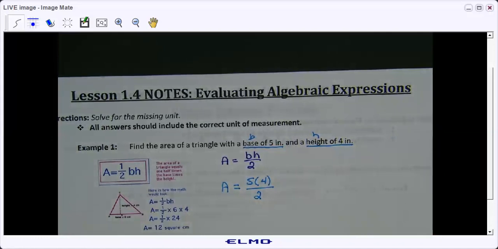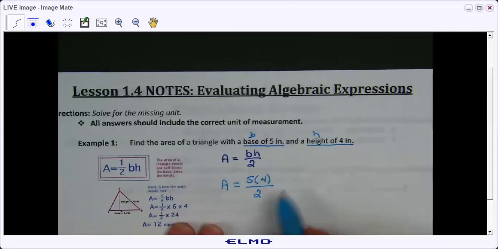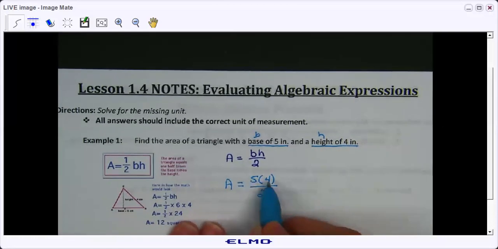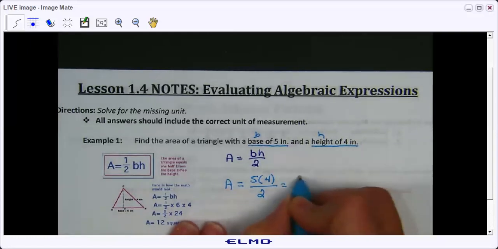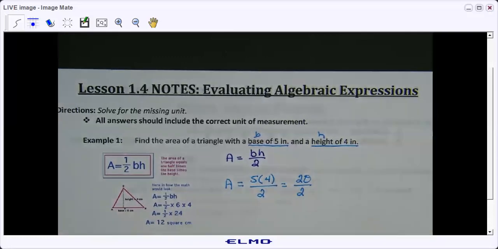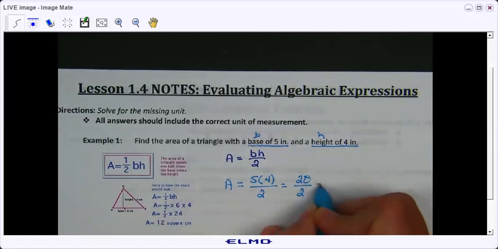Step 3 is going to be solving it. Remember, when you solve formulas or expressions, you solve them in the correct order of operations. So the first thing I'm going to do is multiply 5 times 4. And I get 20. And then write whatever I didn't work on. Now I have a fraction and I'm going to simplify that fraction. In this case, I end up with a whole number. 20 divided by 2 is 10.